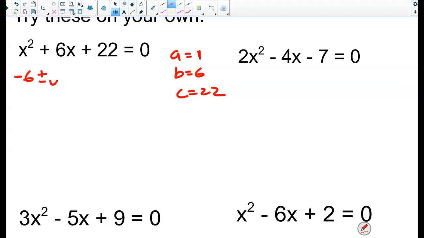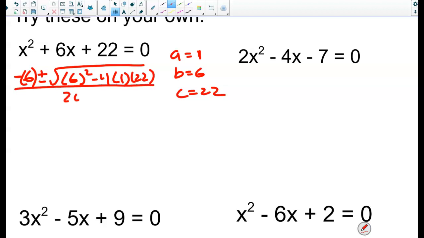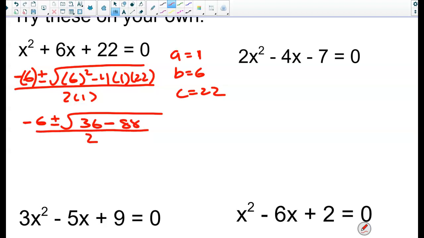Negative 6 plus or minus the square root of 6 squared minus 4 times 1 times 22, over 2 times 1. Negative 6 plus or minus the square root of 36 minus 4 times 22, which is 88, over 2. Negative 6 plus or minus the square root of 88 minus 36 is, I believe, 52, but let's check that. 88 minus 36, yeah, negative 52, I should say, over 2.